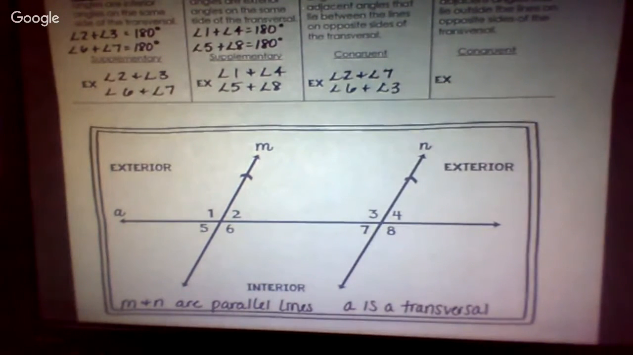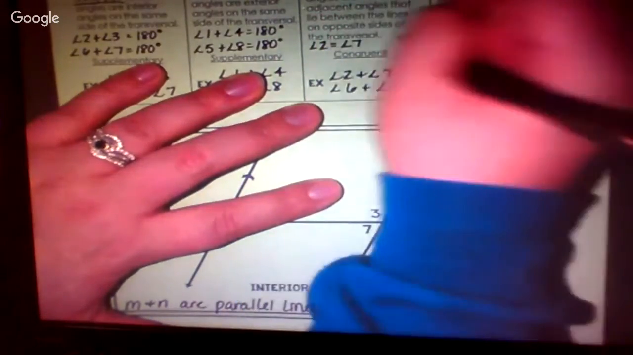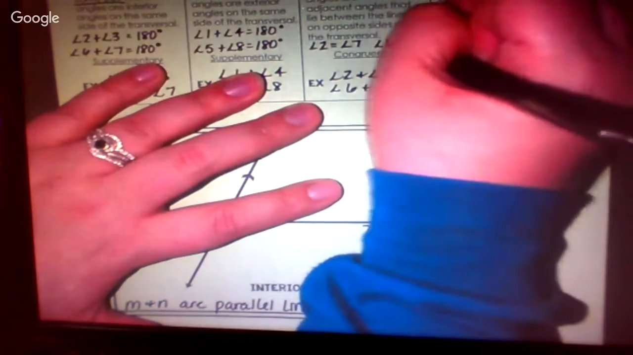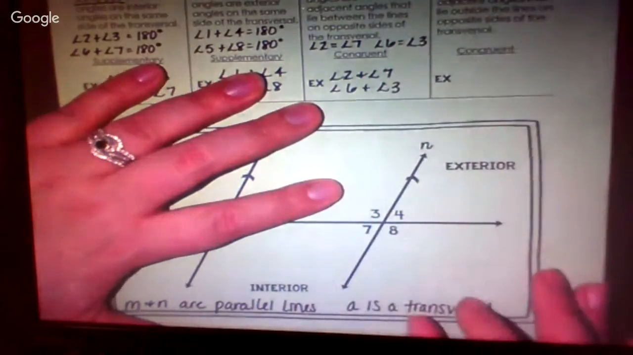This time, these ones are congruent. Okay, the only ones that are supplementary are same side. If it does not begin with an S, think congruent. Okay, so what that means is angle 2 is equal to angle 7. And angle 6 is equal to angle 3.